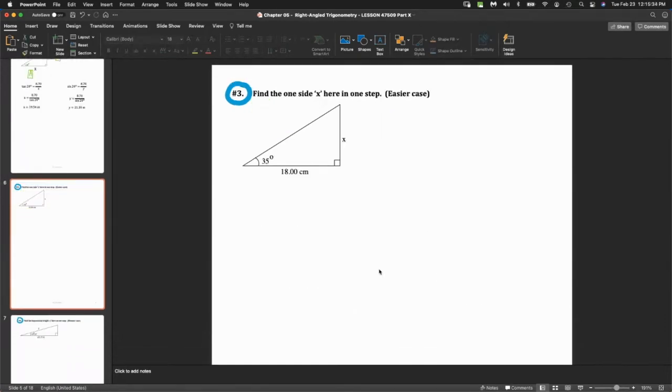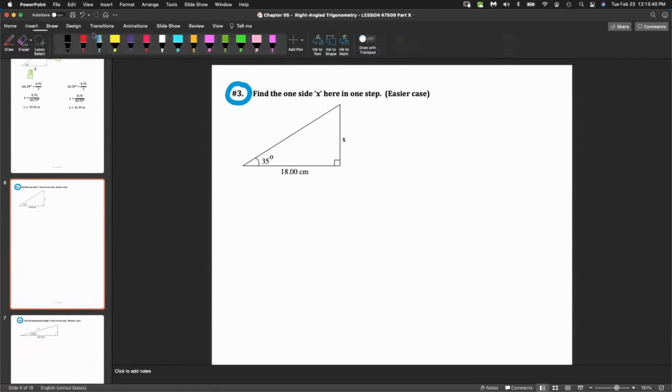So find the length here in 1 step. I mean, 1 step, I think we'll just say with 1 equation, not too much effort. Let's label the triangle here. So this is opposite. This is opposite and this is adjacent. This one's the hypotenuse, but I don't care about it.